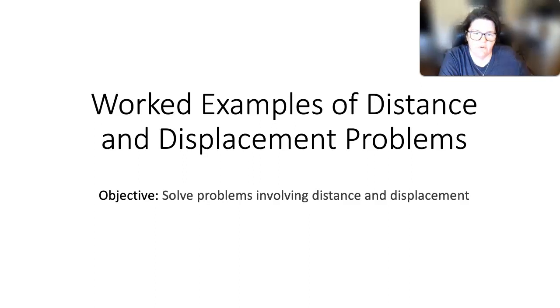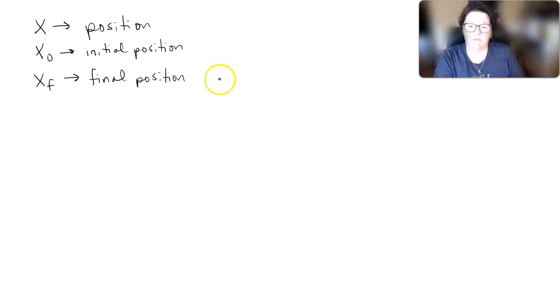So in this video, we are going to solve some various distance and displacement problems. We need to remember what some of the symbols are that we're going to be using in these problems when we use these equations. Remember that x we're going to use for position, and you use subscripts to talk about which position you mean. So x naught, this 0 here is pronounced naught, x naught is the initial position.